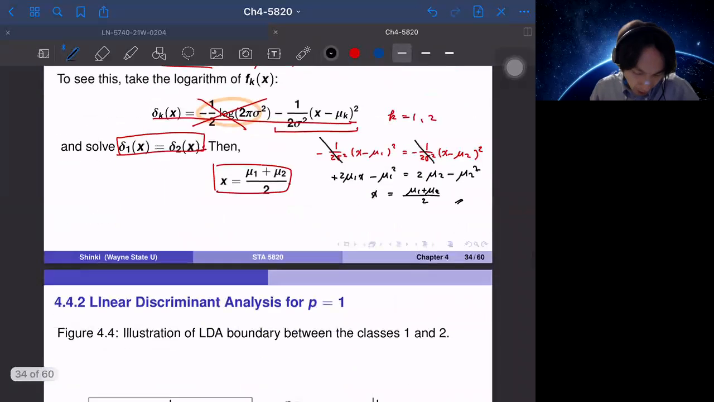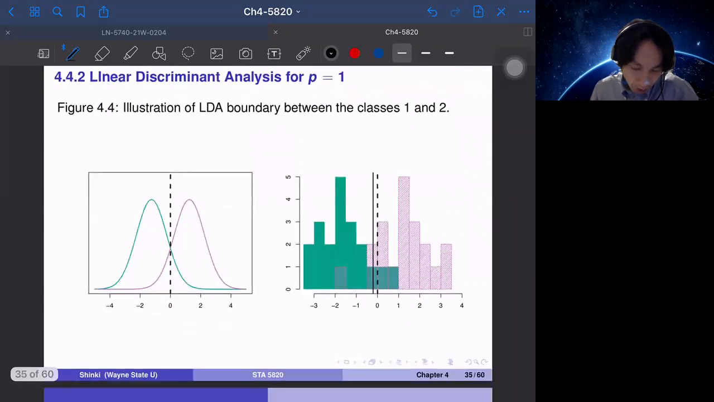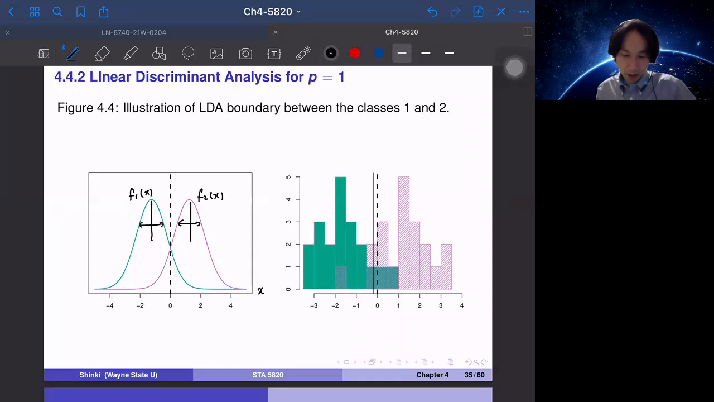So this is the basic idea of linear discriminant analysis. This is the case of f1 of x, and this is f2 of x, and here is x. And you can see the variance has the same size. The widths of these two histograms are the same.